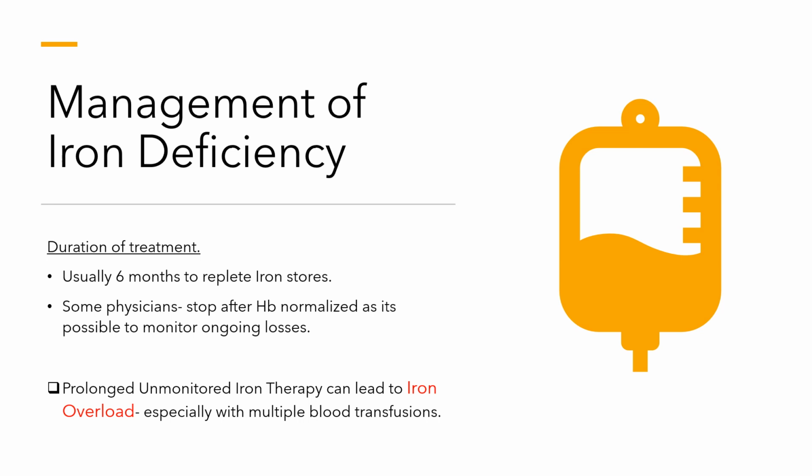And how long are we going to give iron? So oral iron, usually we have to give for at least 6 months to replete iron stores. Some physicians stop iron treatment once hemoglobin level is normalized, because then you can monitor the patient for ongoing blood losses. The problem is prolonged unmonitored iron therapy can give rise to iron overload, especially in patients who are undergoing multiple blood transfusions.